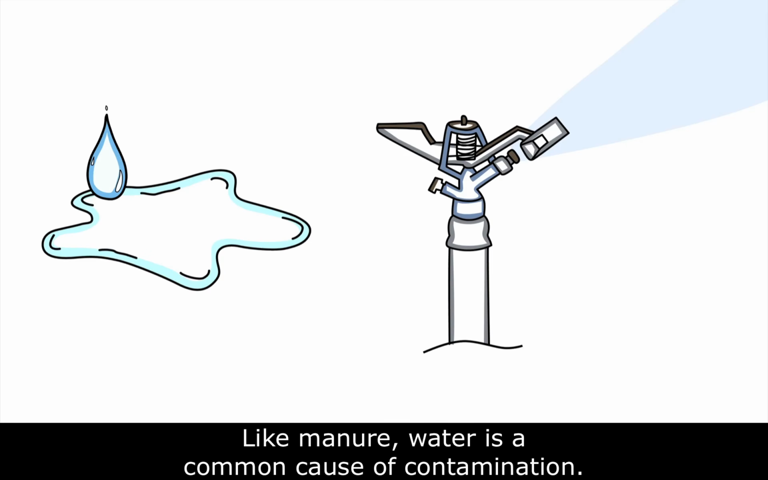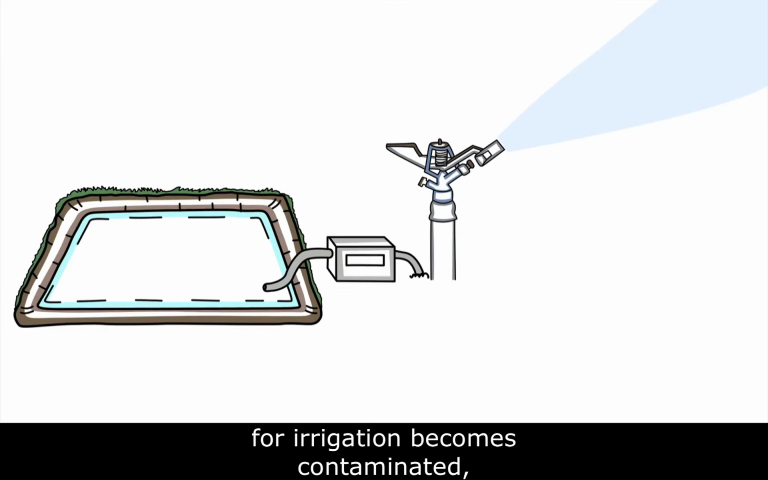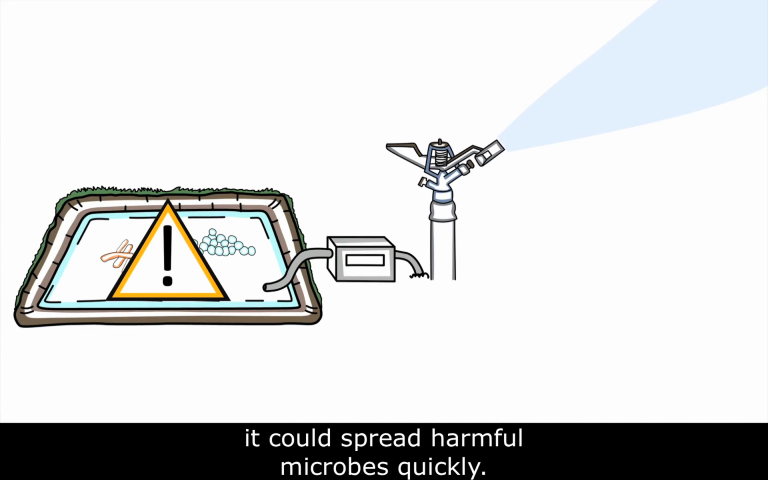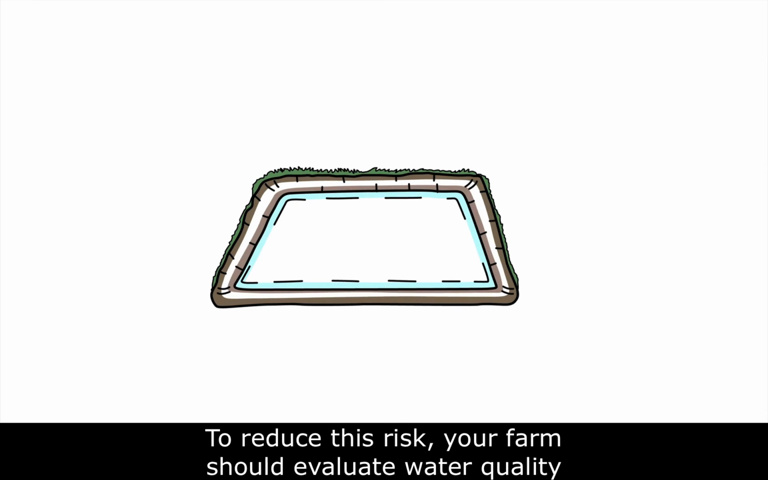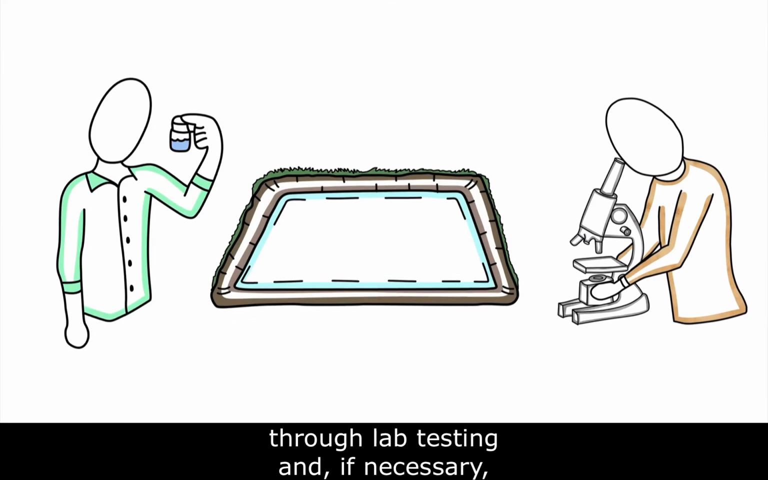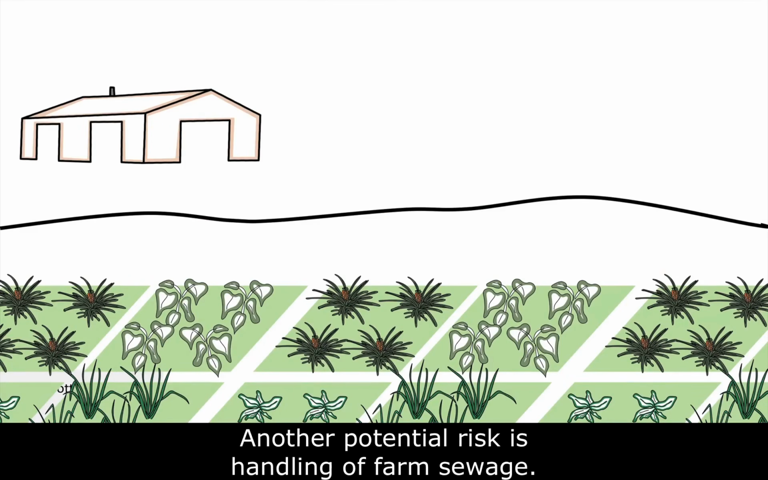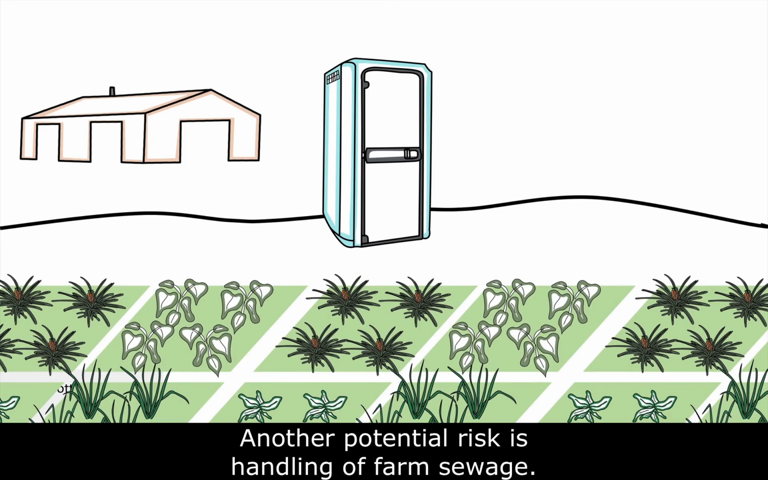Like manure, water is a common cause of contamination. For example, if a water supply for irrigation becomes contaminated, it could spread harmful microbes quickly. To reduce this risk, your farm should evaluate water quality through lab testing, and if necessary, take steps to correct problems with unclean water. Another potential risk is handling of farm sewage.